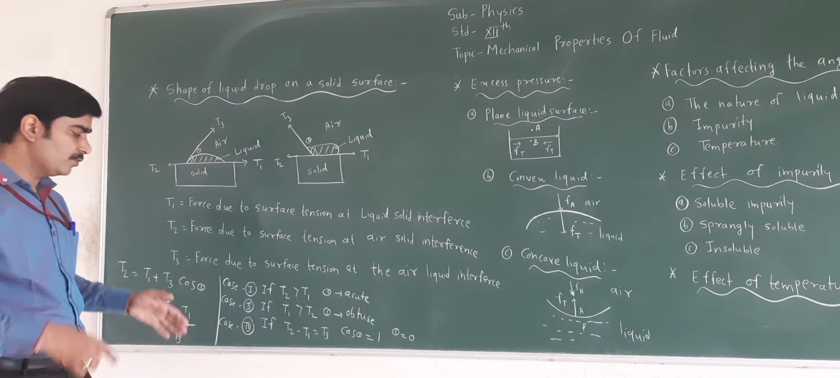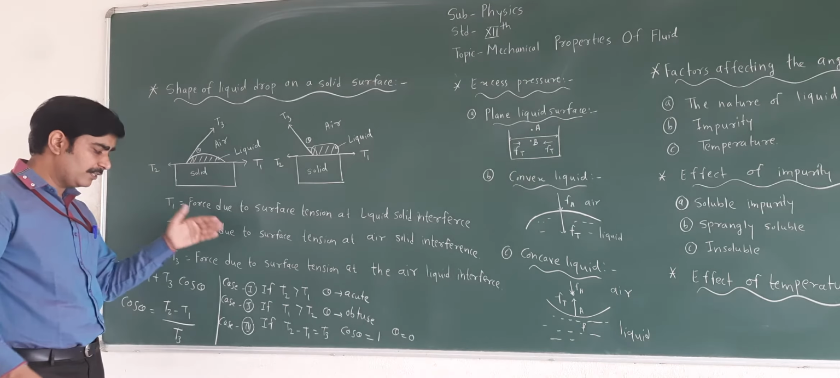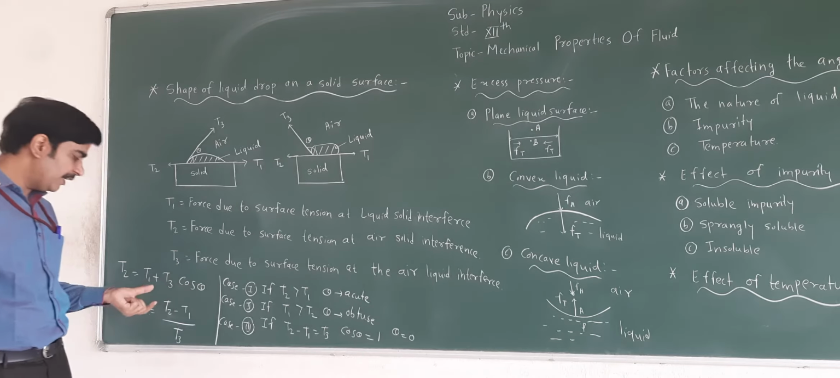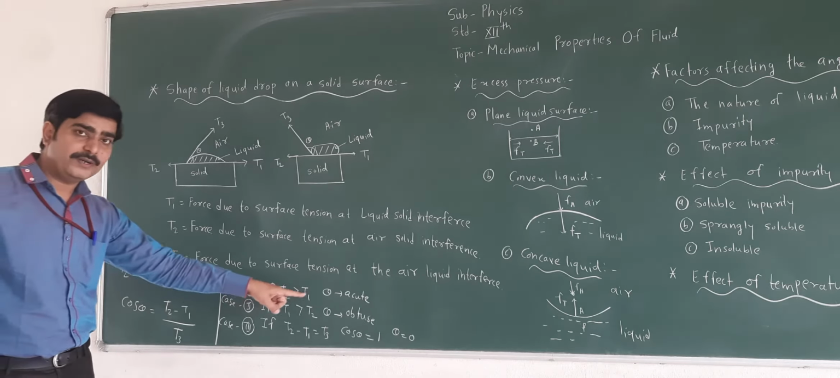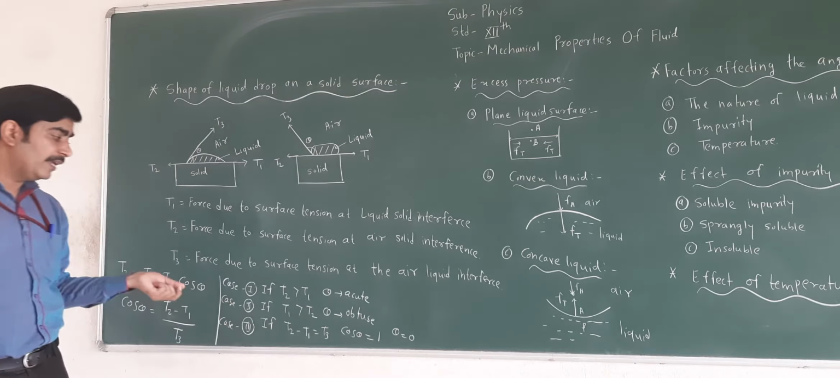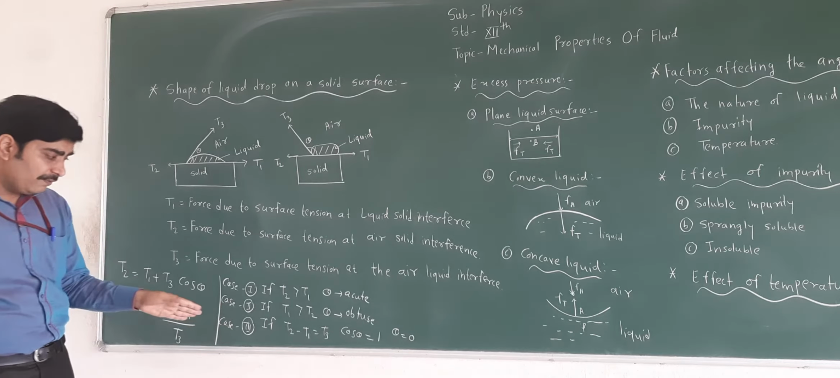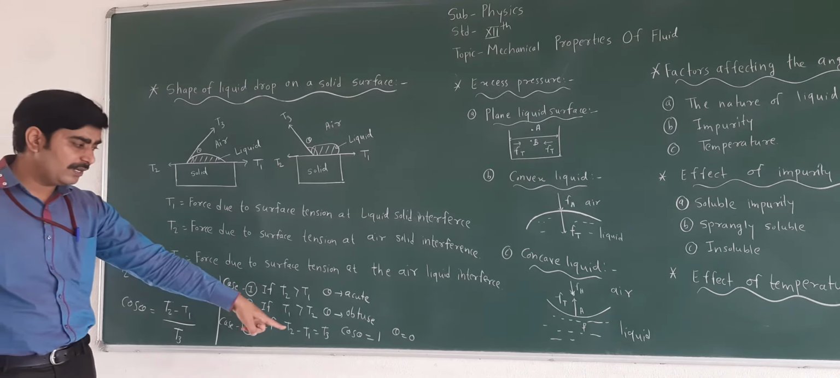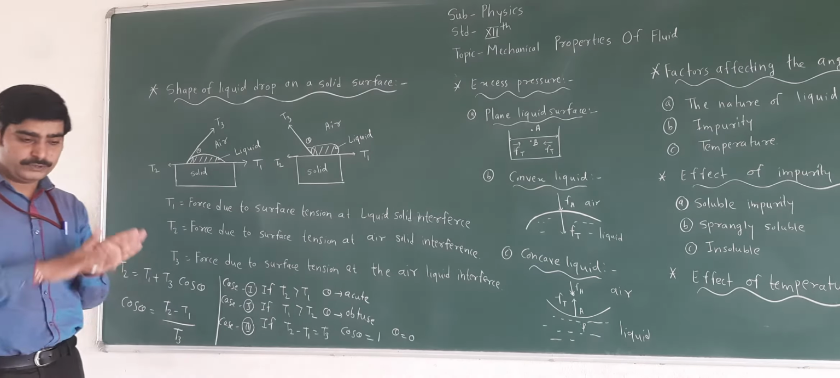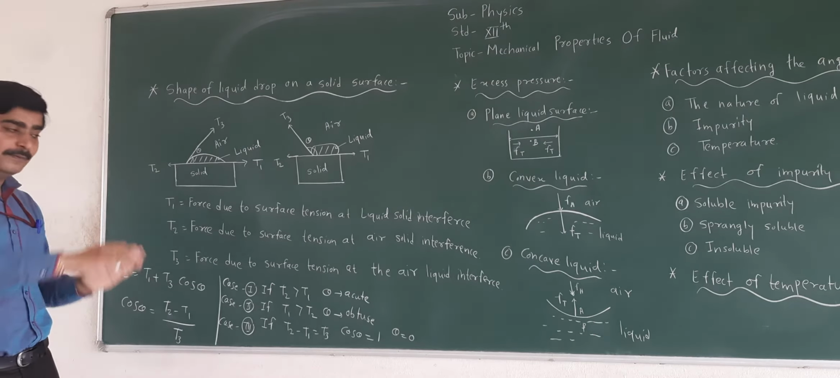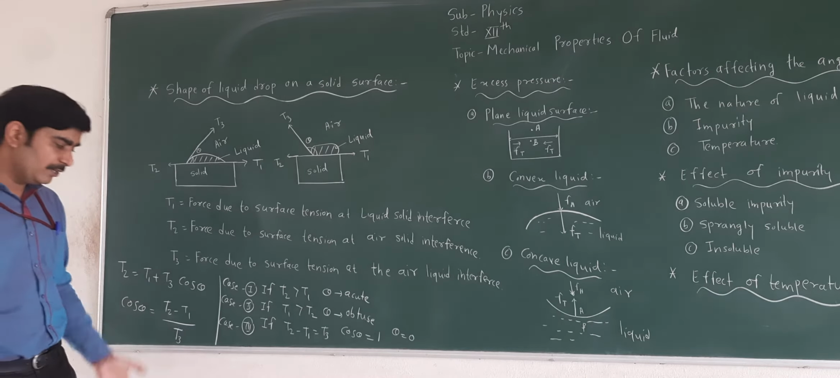So what we can say regarding case 1, case 2, case 3. In case 1, if T2 is greater than T1, theta will be acute. If T1 is greater than T2, theta will be obtuse. And if T2 minus T1 is equal to T3, then theta is equal to 0. Zero means that the surface will be plane. Angle of contact is 0.